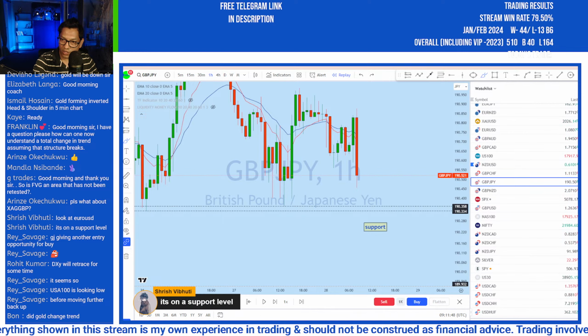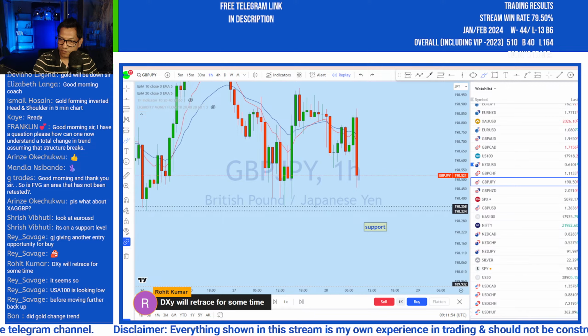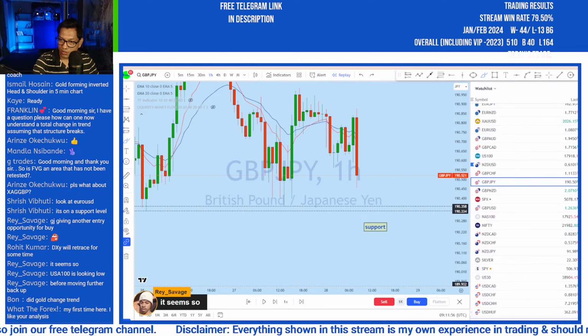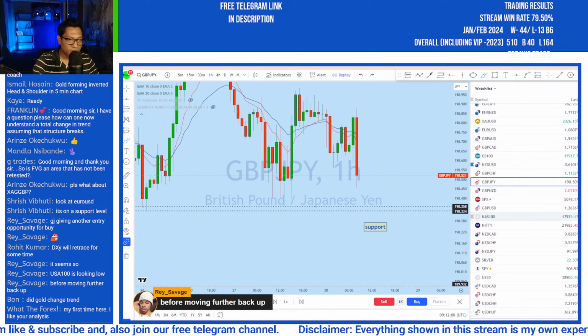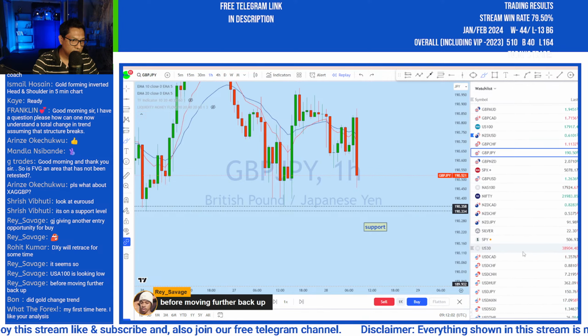It's on the support level. Thank you very much. GJ giving another entry opportunity for a buy. Yeah. Thank you very much. US100 is looking low before moving further back up. So US100, NASDAQ.